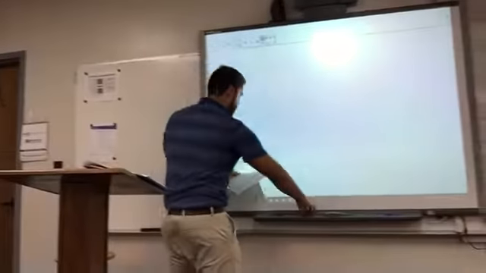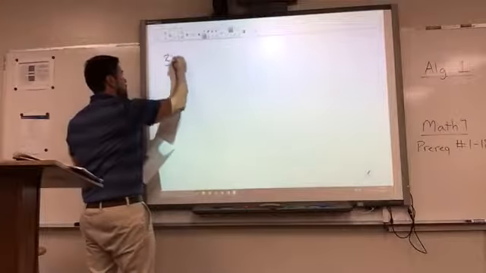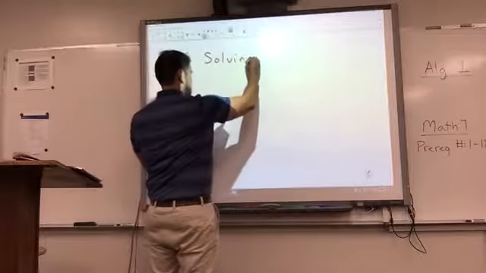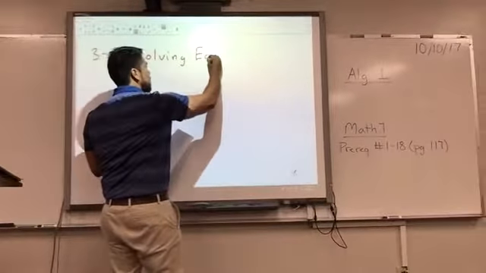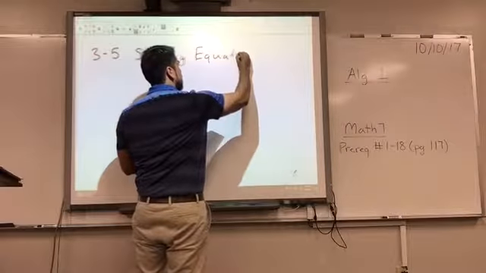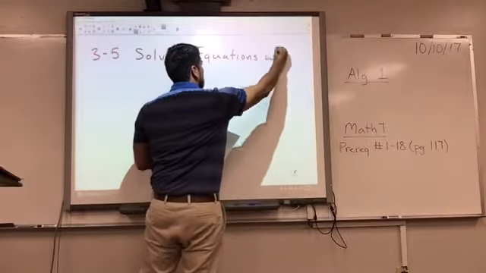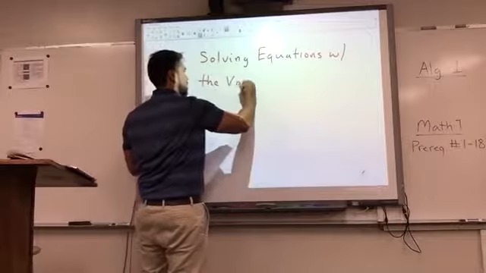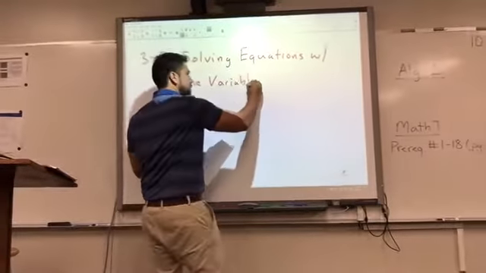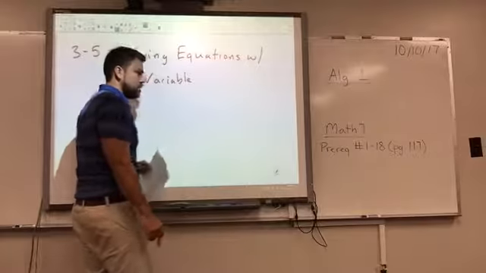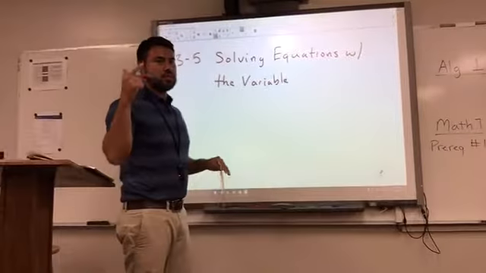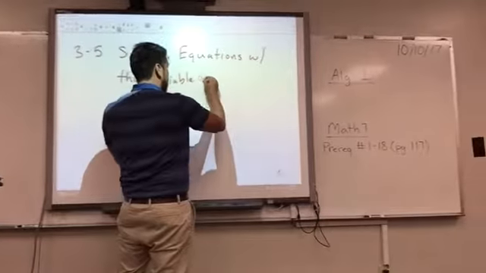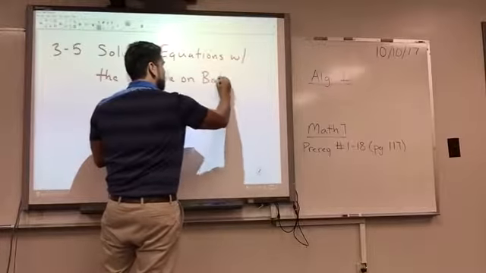All right, so this is 3-5, and we're looking at solving equations with the variable on both sides. So we're taking it a step up from the last few lessons with one-step equations, multi-step equations, now equations with the variable on both sides.